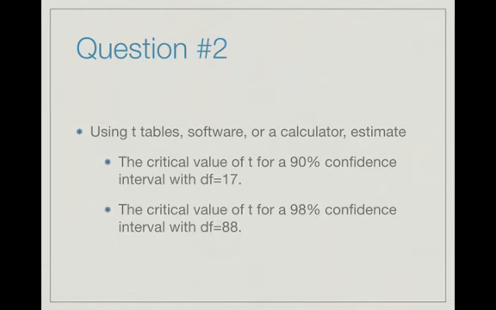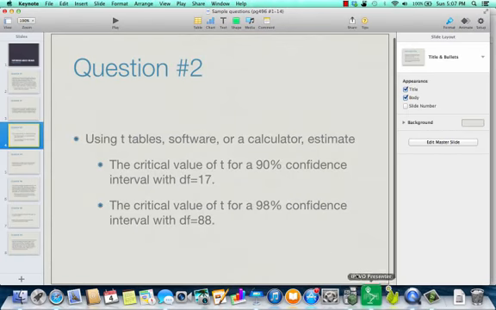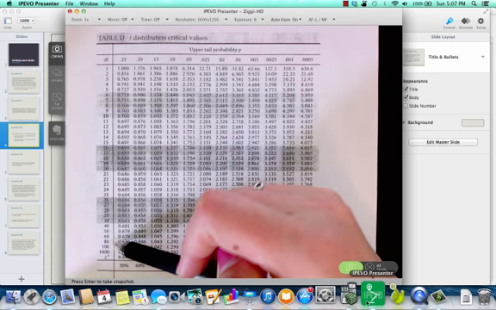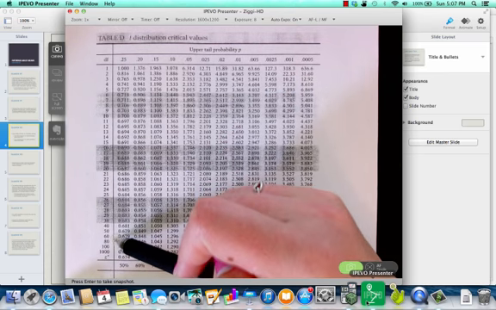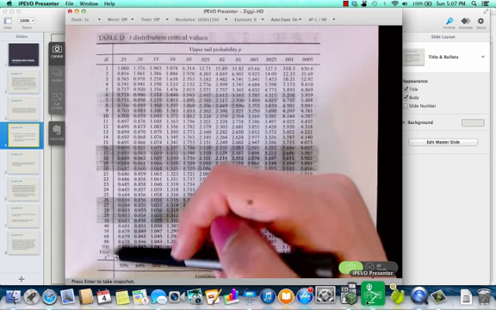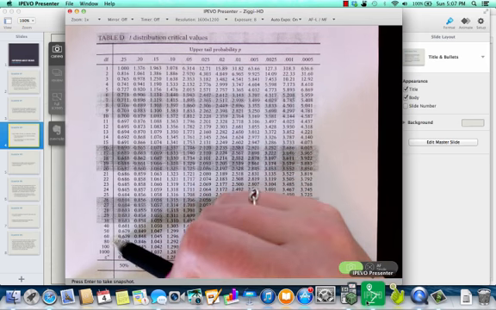our questions. Okay, the second part, find the critical value of t for a 98% confidence interval with degrees of freedom of 88. So again, looking at our table. Now, our degrees of freedom down here, once we get to such a large number of degrees of freedom, it's not just going to count by one. So we're going to have to go as close as we can to our actual degrees of freedom.